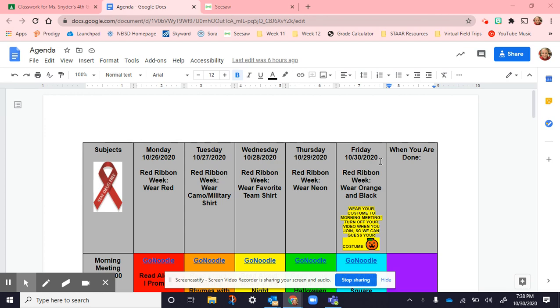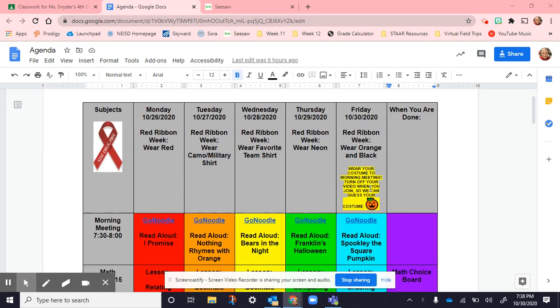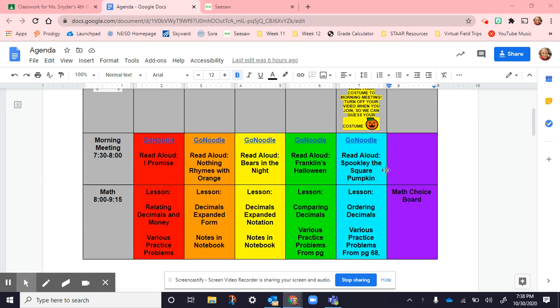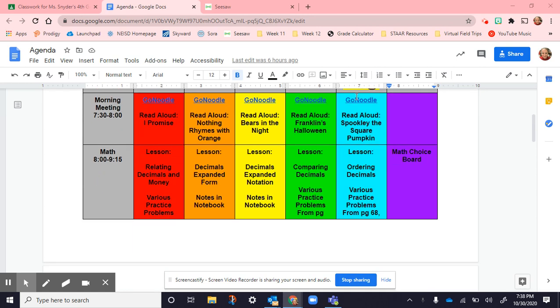Today was our Hallows Eve, so we had fun this morning guessing each other's costumes. We wore our orange and our black. Afterwards, we did our morning movement. We read Spookly, the Square Pumpkin, and then we got into ordering decimals.